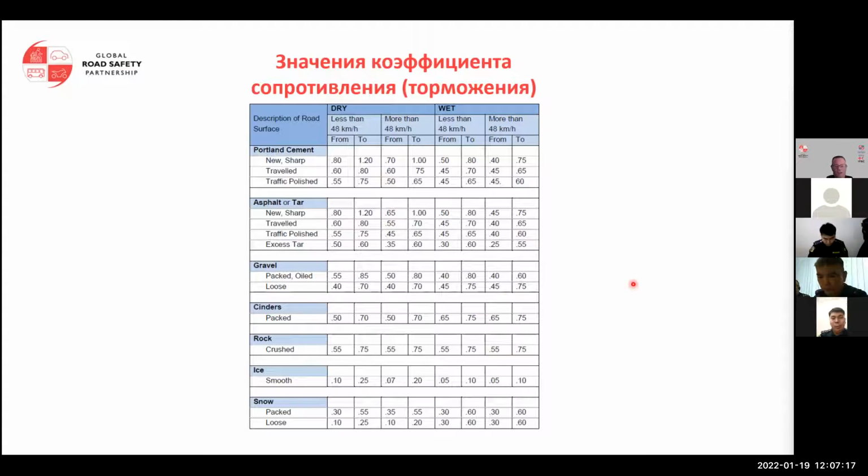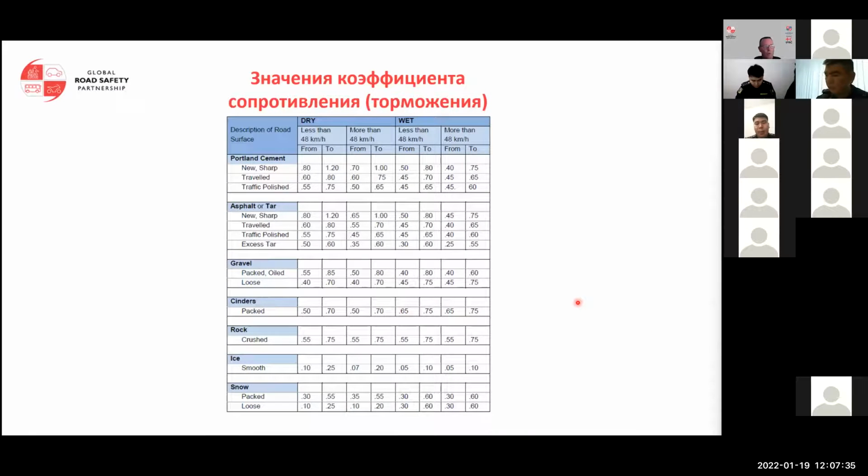That chart can be a reference for you, but for your initial mathematics, use 0.7 for a dry road. If it is a wet road, you can look at a value of 0.55. So 2 numbers to remember, 0.7 dry, 0.55 wet. That will give you good initial approximations for speed estimates.